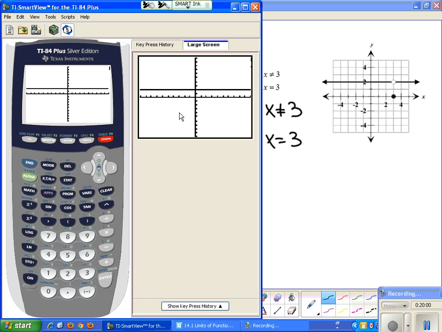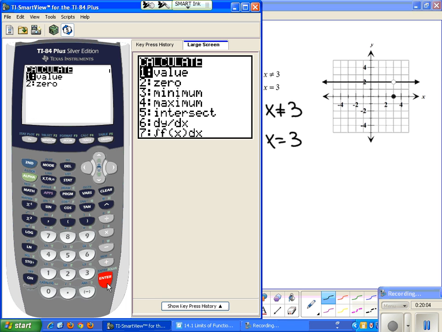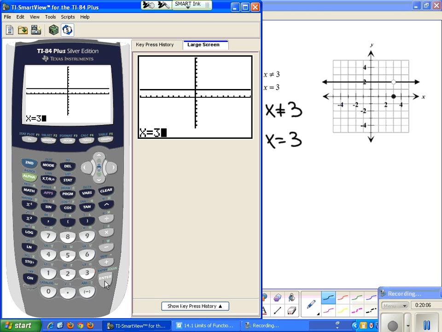So if I hit graph, now this is what my graph looks like. Now if I hit second trace value of 3, which we're doing for the limit, notice that for this line right here, it says nothing, and if I scroll to the right, I would be on my other function. Notice I would get, oops, trace.